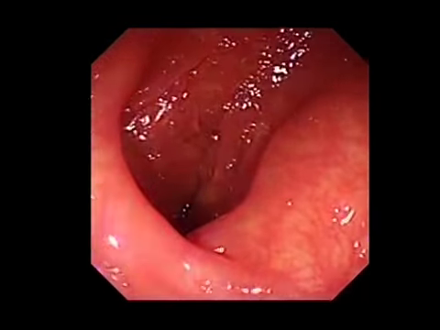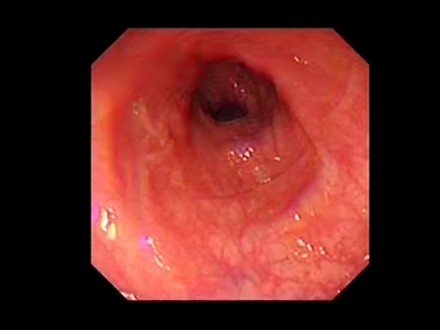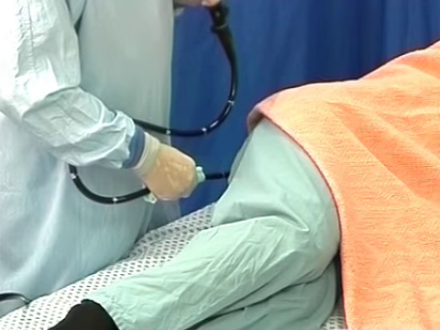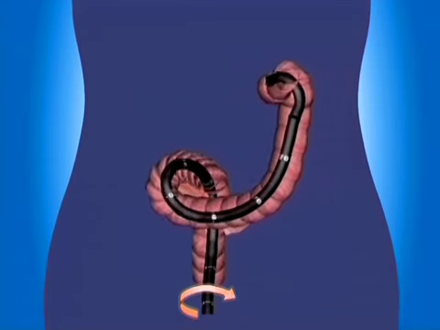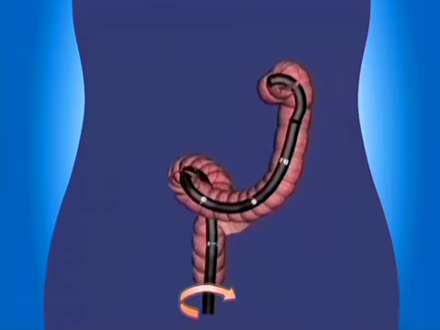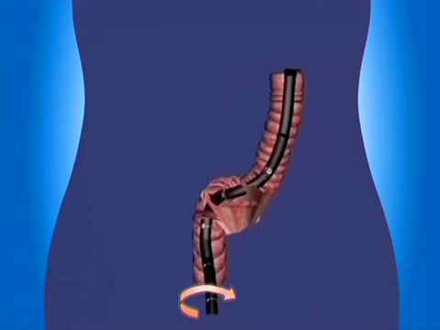Let the scope run in to about 90 centimetres, which should be the proximal descending colon or the splenic flexure. Only then pull back with strong clockwise rotation to straighten out the loop and make the patient comfortable, also making the instrument easy to handle again.